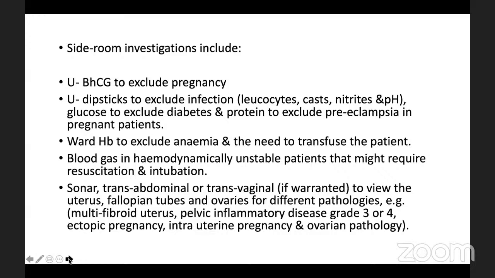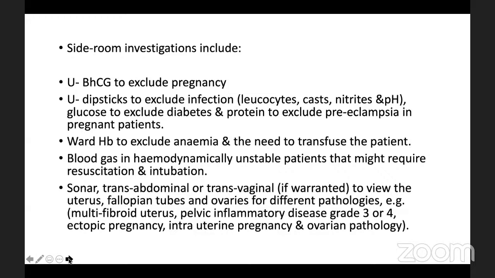So doing a urine dipsticks will assist in excluding infections, but a urine beta HCG will assist us in excluding pregnancy. So then we do a urine dipsticks to exclude infection, look for leukocytes, cast, nitrites, pH, and then glucose as well. We need to check to exclude diabetes. Then we need to check for protein, especially in our hypertensive patients who present with preeclampsia. Those are the pregnant ones.